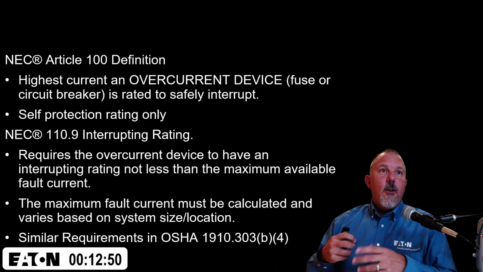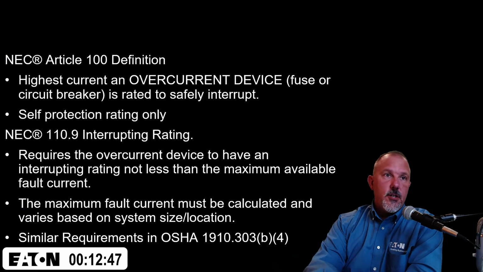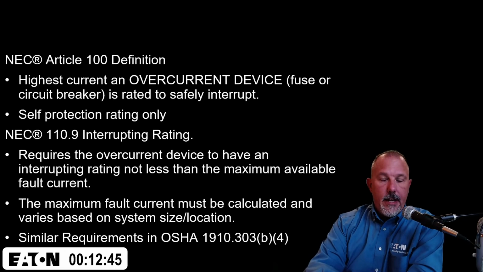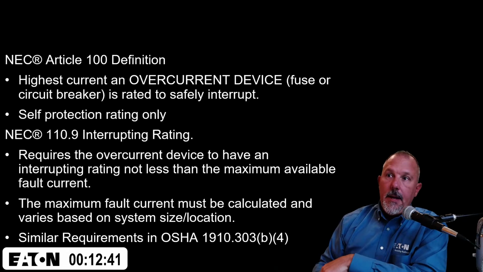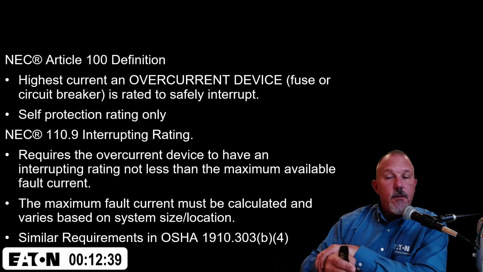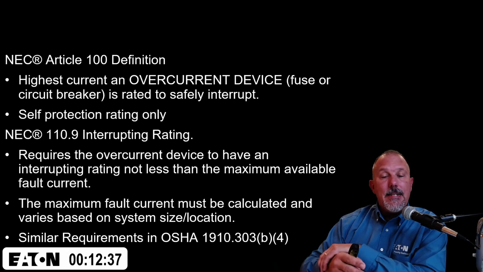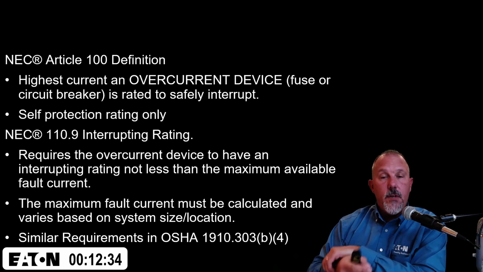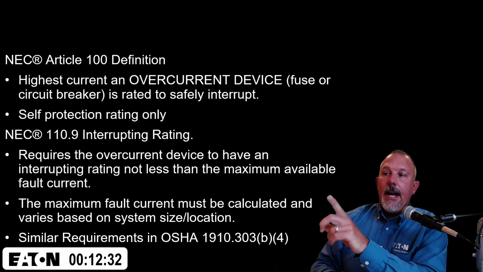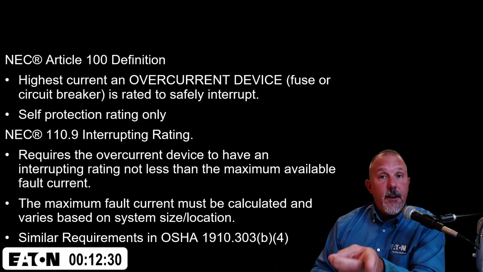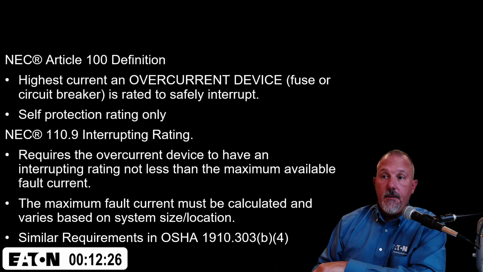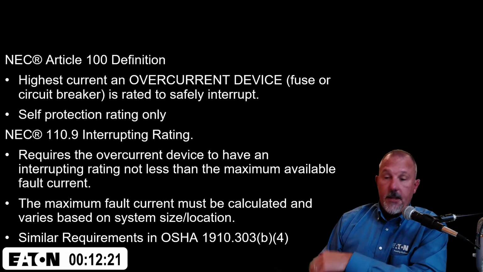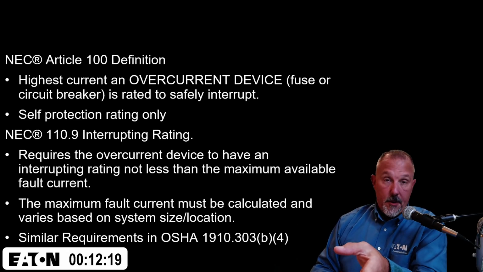Article 100 of the National Electrical Code defines an interrupting rating as you see right here. 110.9 requires the overcurrent device to have an interrupting rating not less than the maximum available fault current. And it has to be calculated, and it will vary based upon the system and the location in the power distribution system. And there are similar requirements in 1910.303(b)(4).